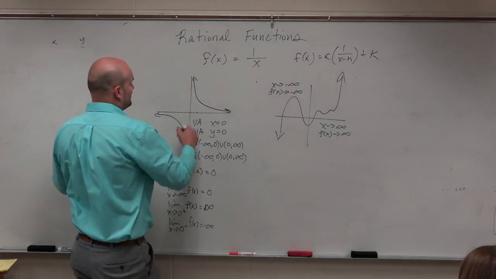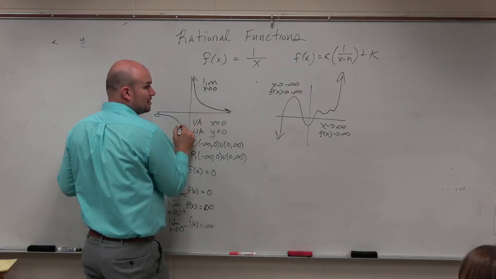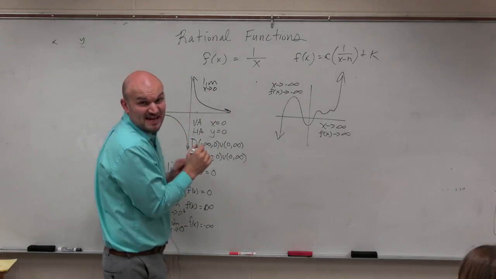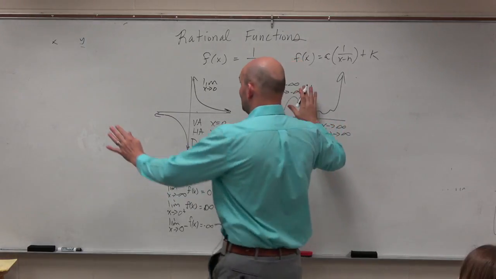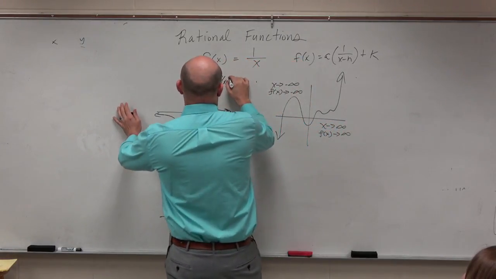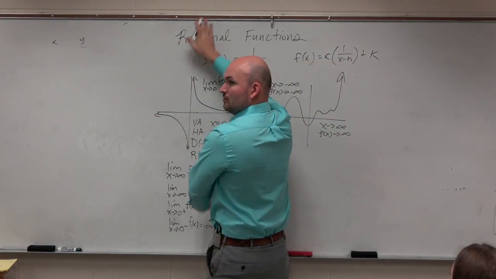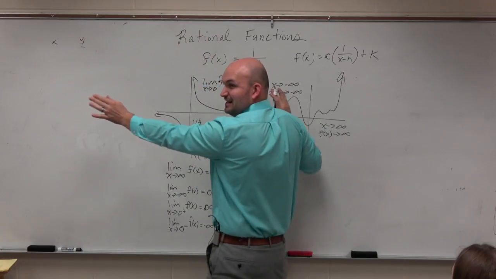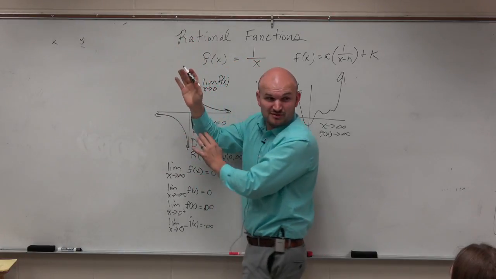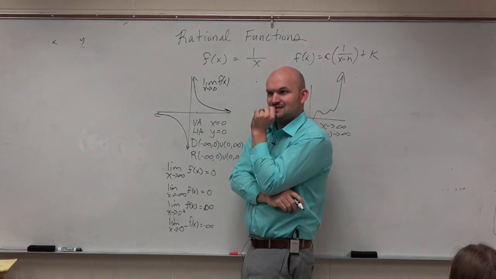And then here's the big one. What about the limit as x approaches 0? That means from the left and the right. We're looking at a value from the left and the right. So as x approaches 0, which value is f of x approaching? Infinity, negative infinity? Can it approach both? No. Why can't it? Because the limit is 0?